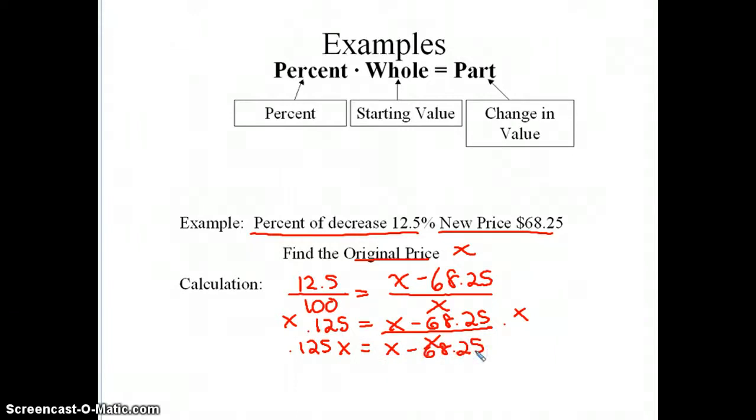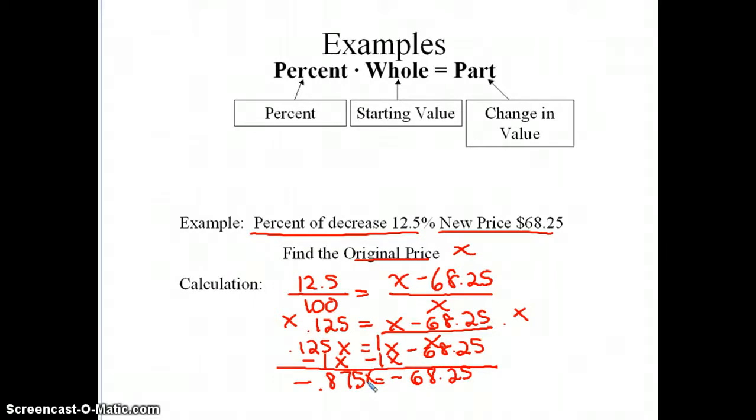Once again, I have to get my x's together. So I will be moving this 1x right here to the other side. So I will be subtracting 1x from both sides. I end up with negative 0.875X is equal to negative 68.25. I lost my x there, so I got to sneak back and put that in.